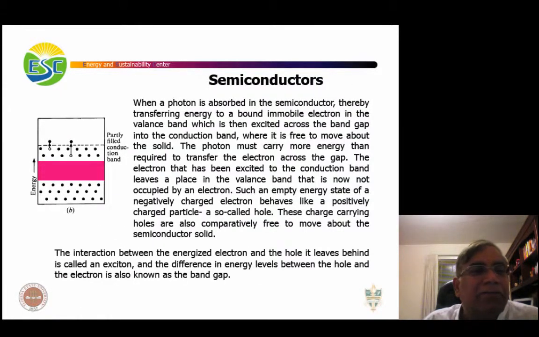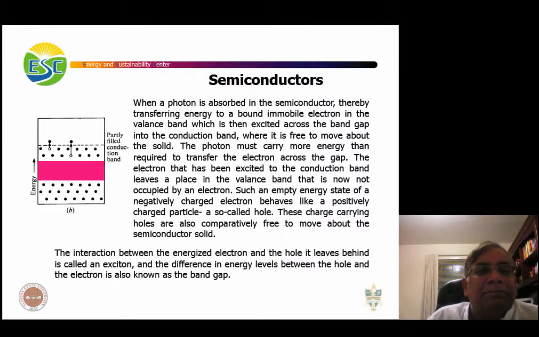For example, when a photon is absorbed in the semiconductor, as shown here, the Fermi level is right in the middle of the red color here. When you hit it with a photon, the photon will excite the electron and transfer its energy, and then the electron will jump across the band gap into the conduction band, and it is free to move in the solid once it reaches there. However, the photon must carry more energy than is required to transfer the electron across the gap.